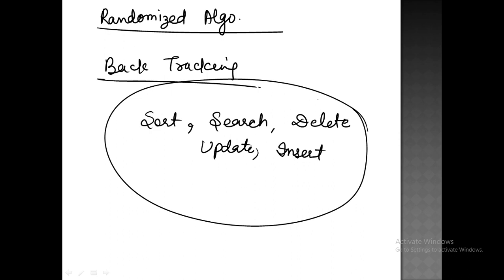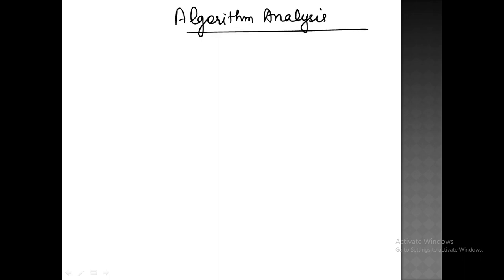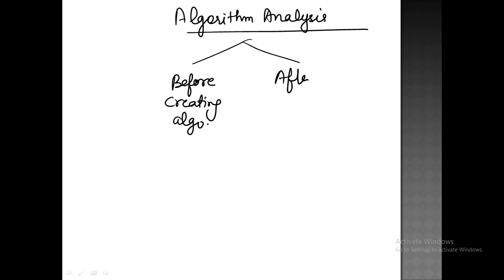Now next point is algorithm analysis. How to analyze an algorithm? An algorithm can be analyzed at two levels. First level, before creating the algorithm. Second level, after creating the algorithm.